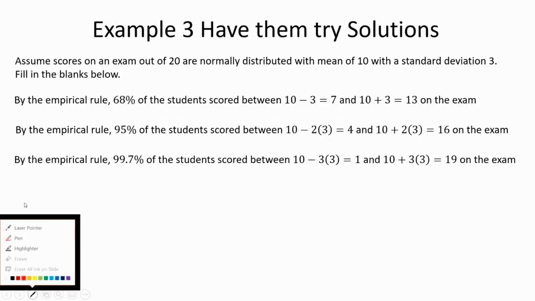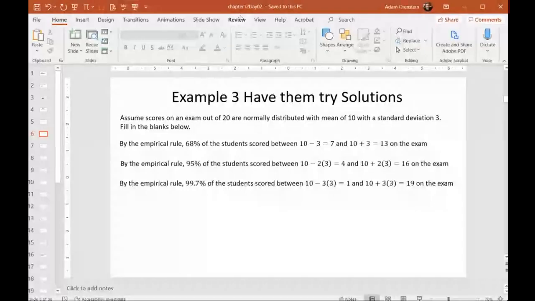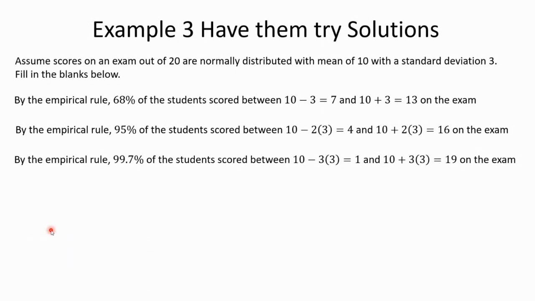So again, here we have our exam, right? With the exam, the scores are out of 20. They're normally distributed, and we're given that the mean is 10 and the standard deviation is 3.